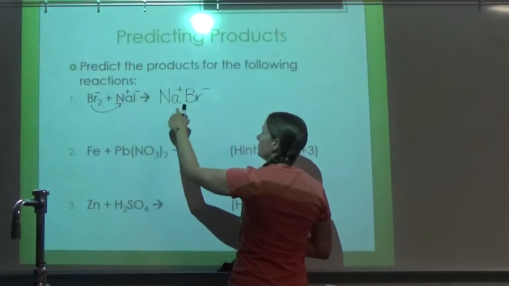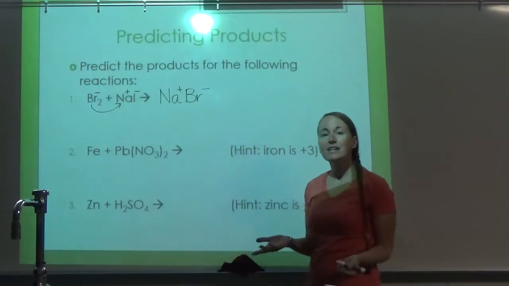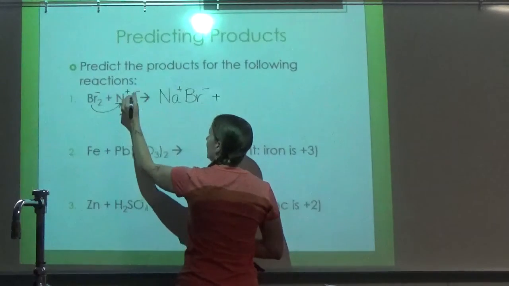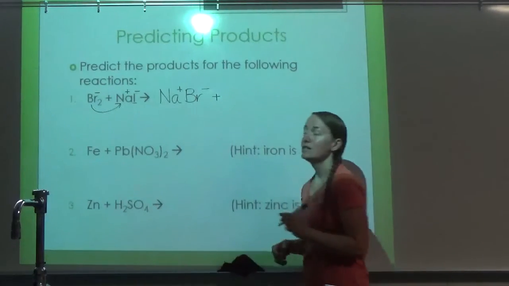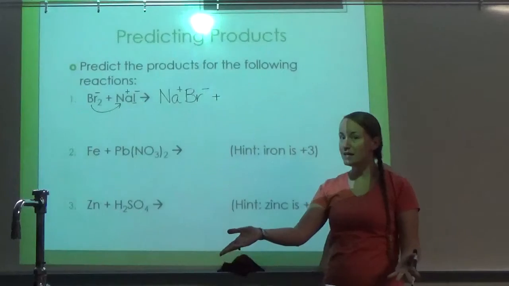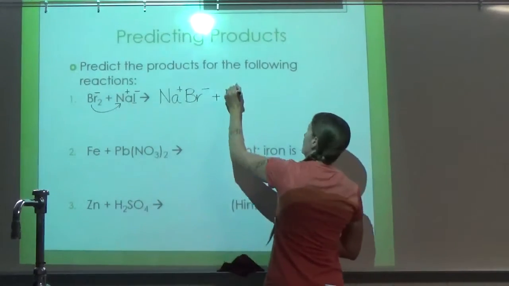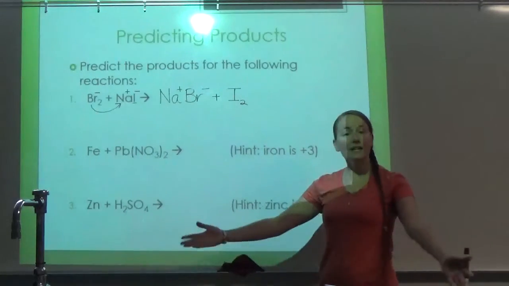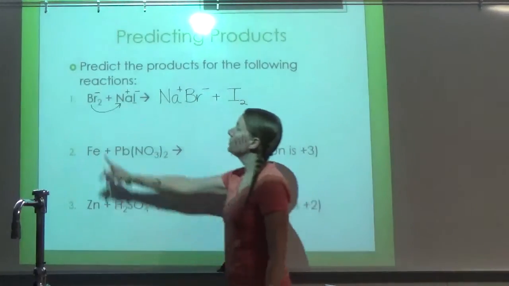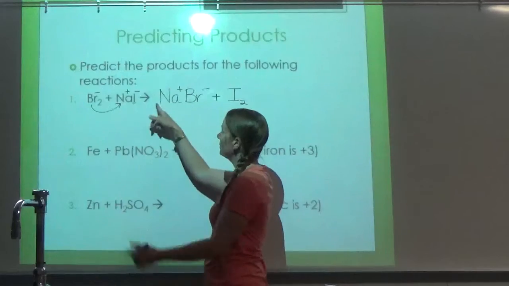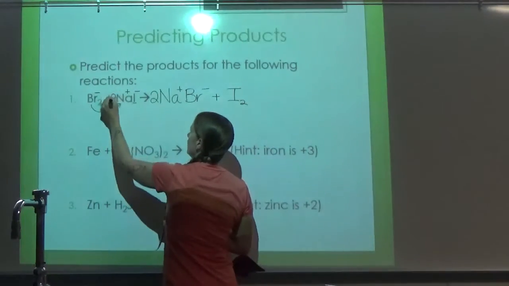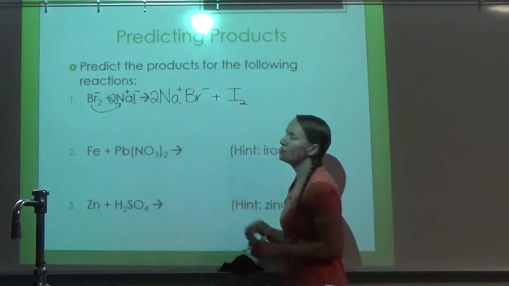So do I need subscripts? No, because the positive and the negative cancel out. And then who's left by itself now? I is. So then you have to ask yourself, is I a diatomic? Yes, it is. So it becomes I2. All right? And so then last step, of course, is balance. So I have 2 Brs here and only 1, so I needed 2. I have 2 Nas, so I needed 2. And then I have 2 Is and 2 Is.